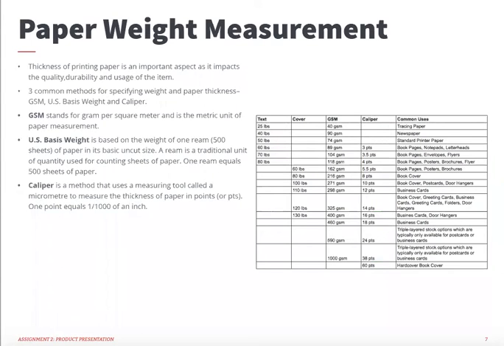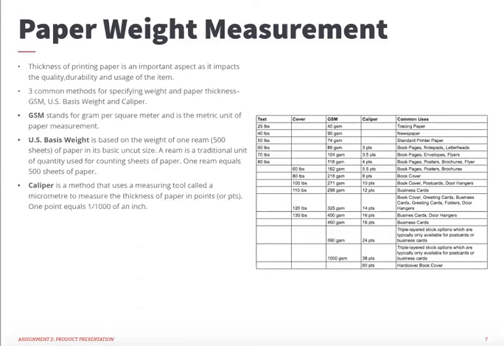There are 3 common methods for specifying paper weight and thickness: GSM, US basis weight, and caliper. GSM stands for gram per square metre and is based on the density of paper. This is the most simplistic form of paper measurement, however, it is not the most common use of measurement in the US. If you were to use a US-based printer, you would need to understand US basis weight, which is based on 1 ream or 500 sheets of paper in its basic uncut size. The shorthand you will see to denote this form of measurement is the LB, or the pound symbol. If the paper is described as 60 LB, it means that 1 ream of paper is 60 pounds.